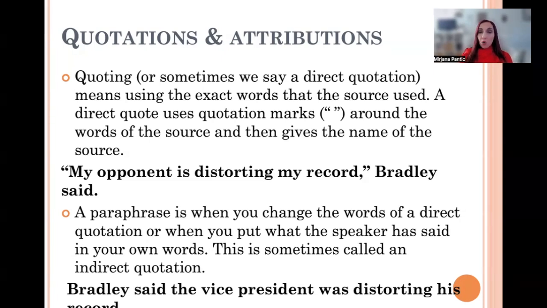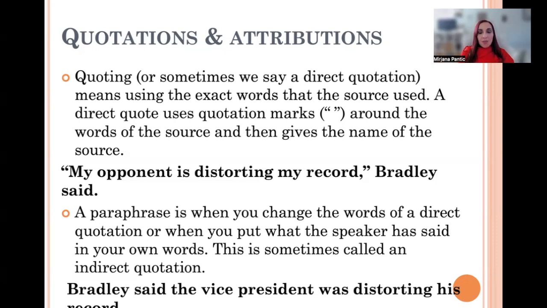Now, let's go back to quotes and attributions. Quoting, sometimes we just use a direct quotation. It means using the exact words that the source used. A direct quote uses quotation marks around the words of the source and then gives the name of the source. "My opponent is distorting my record," Bradley said.